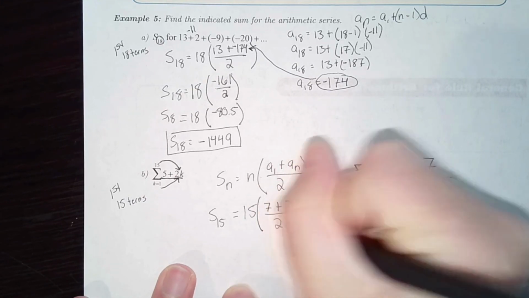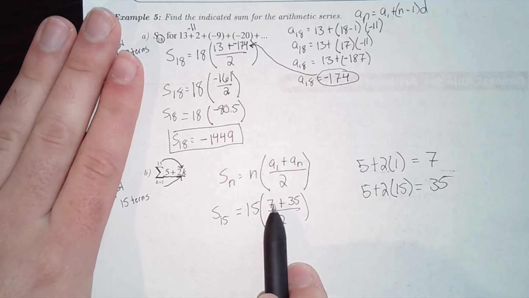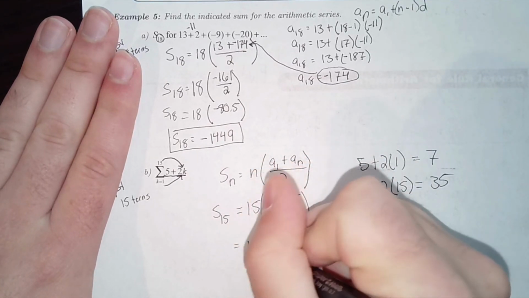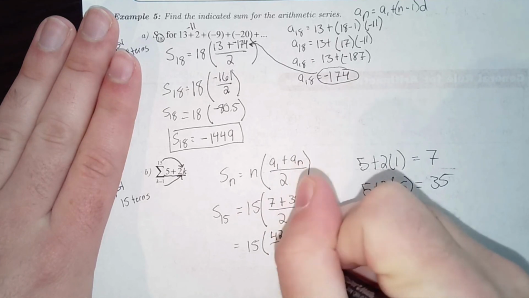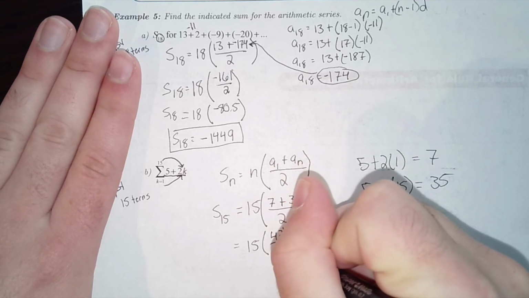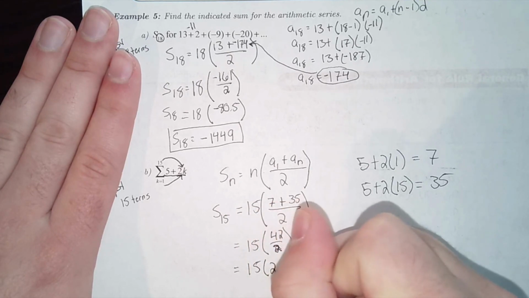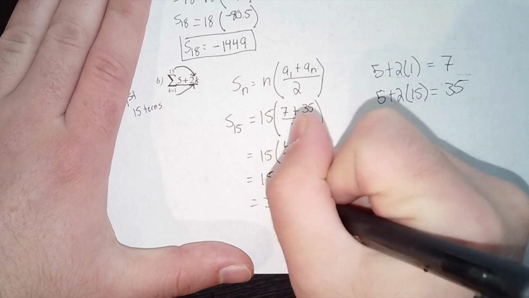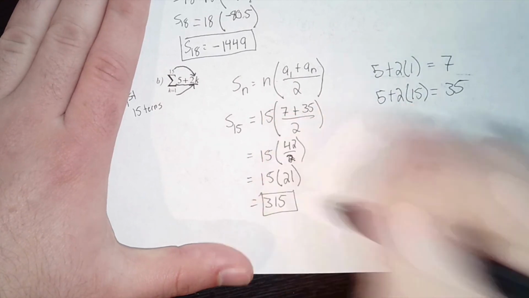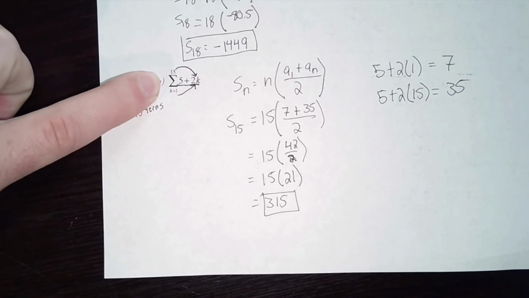And again, divided by 2, that's just part of the formula. Then we go ahead and use that. So I do the 7 plus the 35. So this is 15 times 7 plus 35, which is 42, and I divide by 2. That's going to be my next step, that division. 42 divided by 2 is 21. So this is 15 times 21. 15 times 21 gives me a final answer of 315. So that is my answer for those first 15 terms, or this sigma notation that I'm given here.